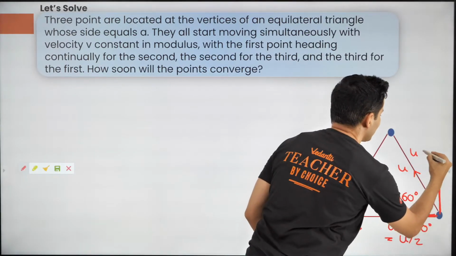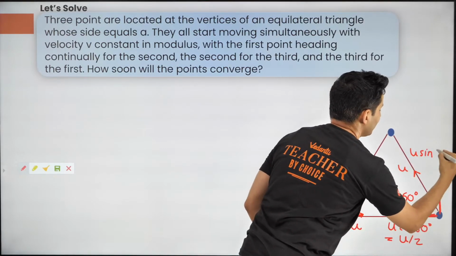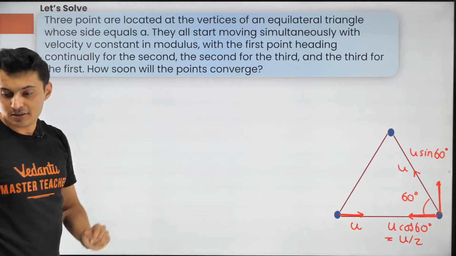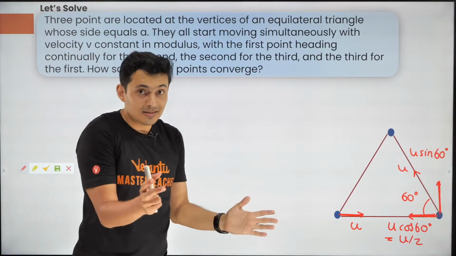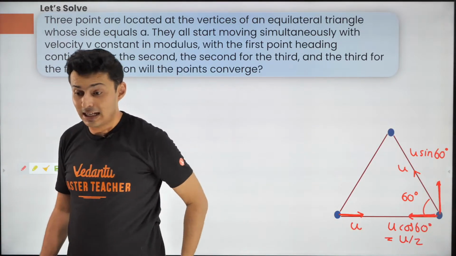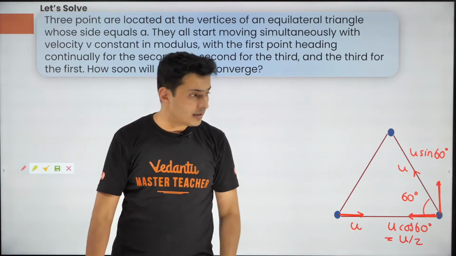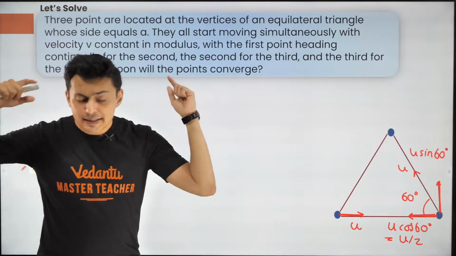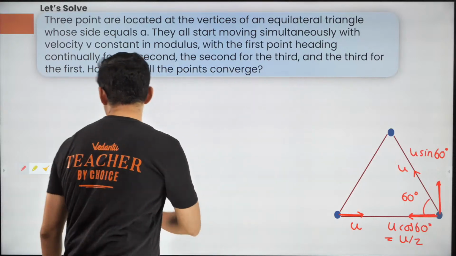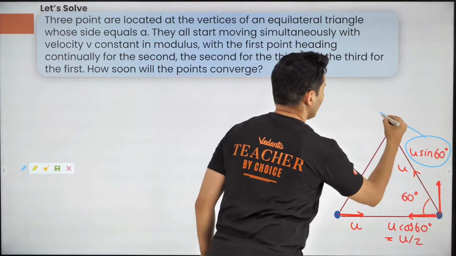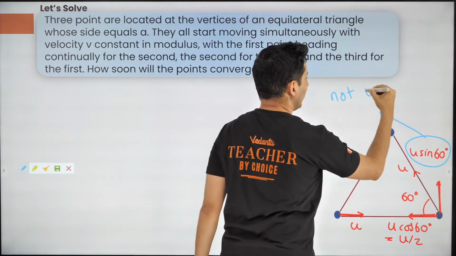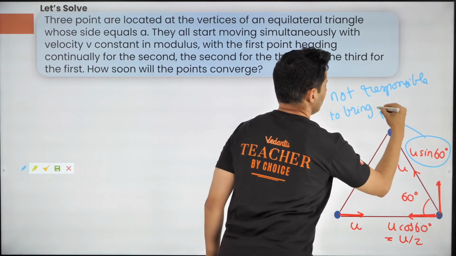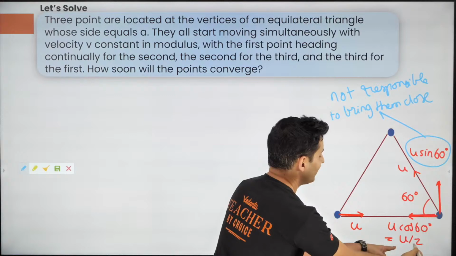I don't care about that u sine 60. Why I don't care about that u sine 60, guys? Because that velocity is perpendicular to the line joining the 2 particles. I hope this is clear. So I'm explaining every problem in detail, and that's the reason why I'm taking so much time. I want every one of you to understand in depth. Now, if you understand this, this velocity is useless. It's not responsible to bring them close. The only velocity that matters is this.